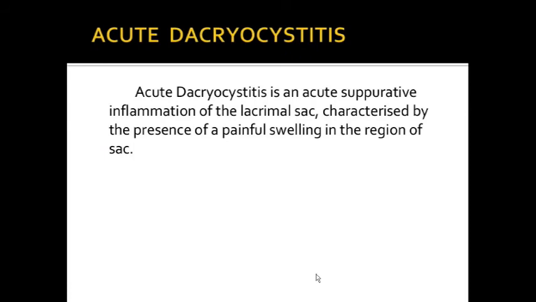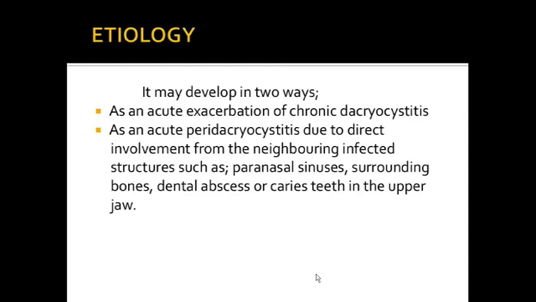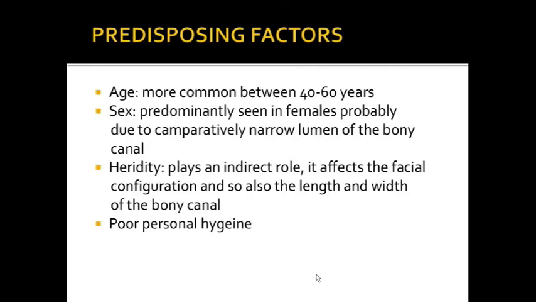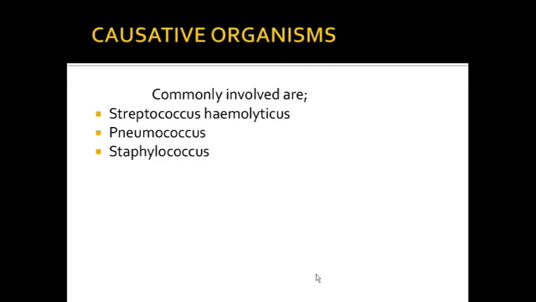So again, the definition is basically an acute suppurative inflammation of the lacrimal sac, characterized by a painful swelling. It may develop in two ways, right? We have the neighboring structures such as paranasal sinuses and dental abscess in the upper part of the jaw. Factors, as you all know, are age, and mostly related to female. Hereditary also plays an important indirect role, and personal poor hygiene. So these are the factors. Organisms, which I have already told you, are Streptococcus, Staphylococcus, Pneumococcus.